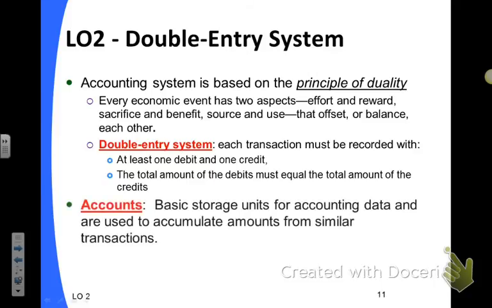We also know that we're going to have various different accounts that are affected. And our accounts are basic units of storage for accounting data. This is where we accumulate information relating to similar types of situations.